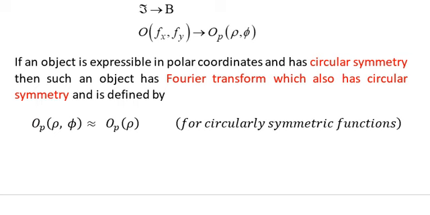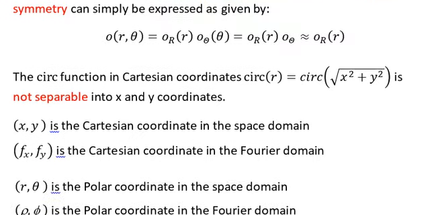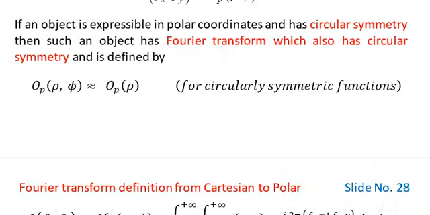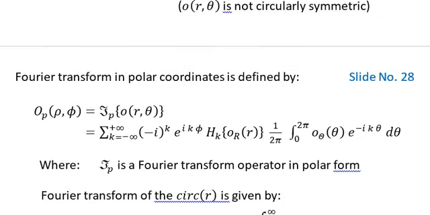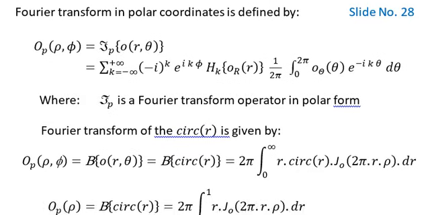Again, you can see in this line we have only the radial part. But if we don't have the radial dependence only, and we have a dependence on the other variable also, then we need to use another transform, which we call the Hankel transform. So the Fourier transform in polar coordinates is defined for when the function is not dependent only on the radius.